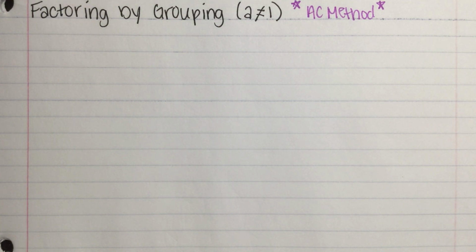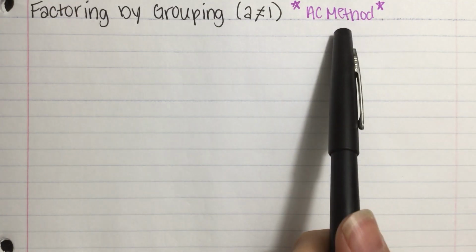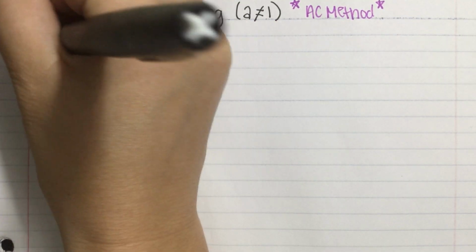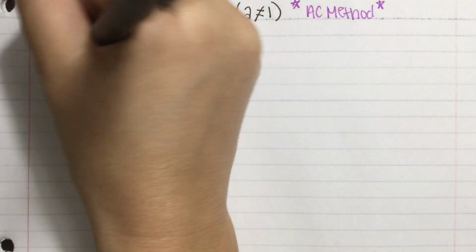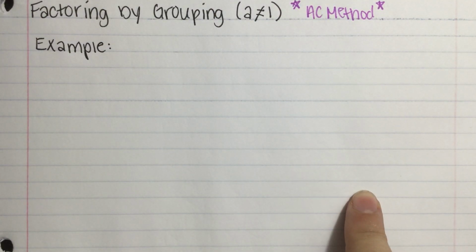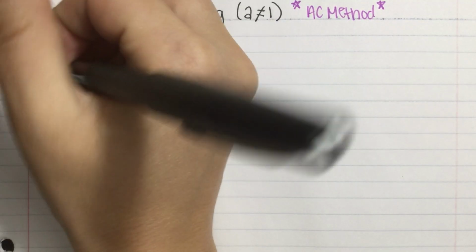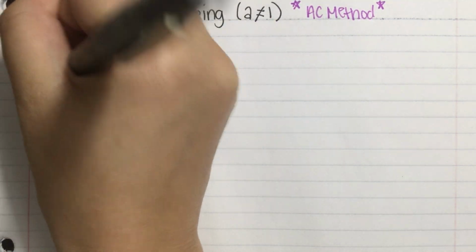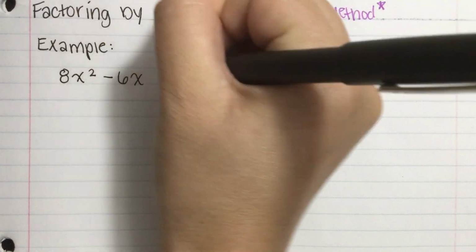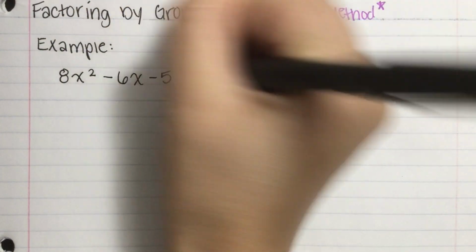In this video, I'm going to go over how to do factoring by grouping when in a quadratic trinomial a is not equal to 1. This has also been called the AC method. So we're going to work with an example, and while I'm doing the problem, I'll be writing the steps over on the left side, each step that we take. So we're going to start with the expression 8x squared minus 6x minus 5.